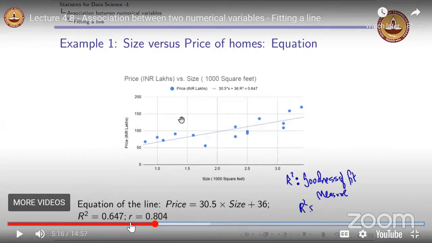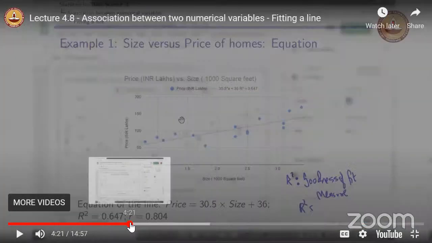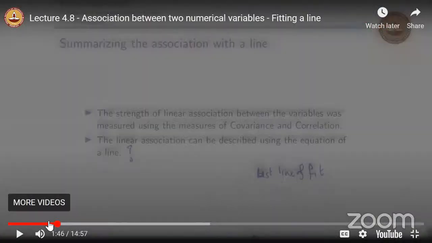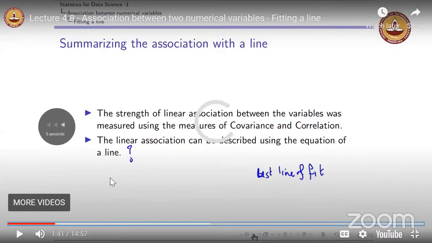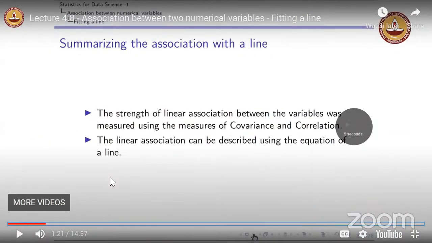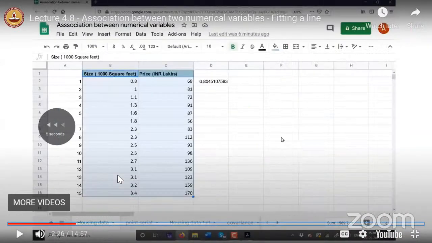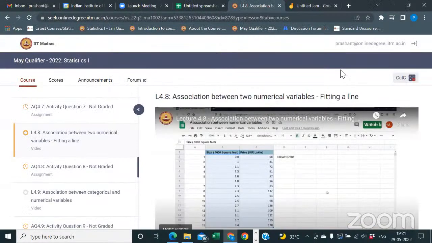Without using Google Sheet, we cannot find the equation of line? You can also find it. You can draw it manually. Suppose, okay, what is your data? Where is the data? Yeah, this one is your data. Okay. Yes, sir. So you can plot size on the x-axis and price as the y-axis. Okay. Then put the points respectively.